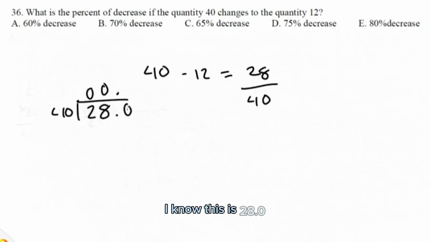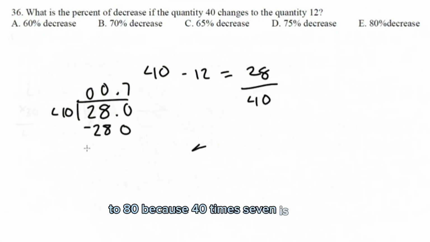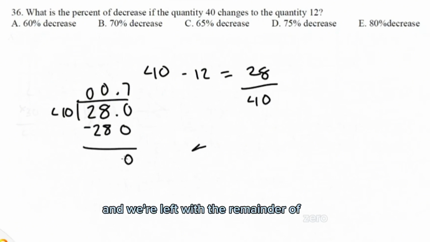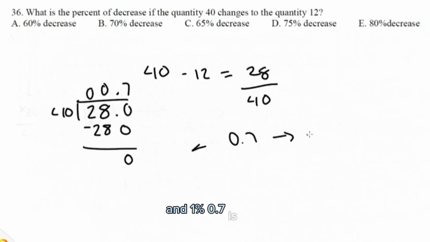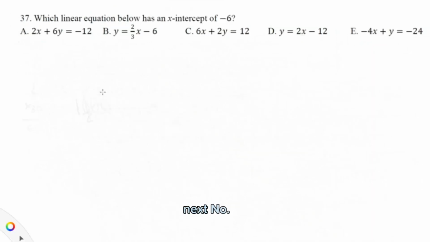I know this is 28.0, but we're going to treat it like 280. So does 40 go into 280? Yes, it does. It goes in 7 times. So we're going to subtract 280, because 40 times 7 is 280. And we're left with a remainder of 0, which means that the percent of decrease is 0.7. And as a percent, 0.7 is 70%. And that's your answer.